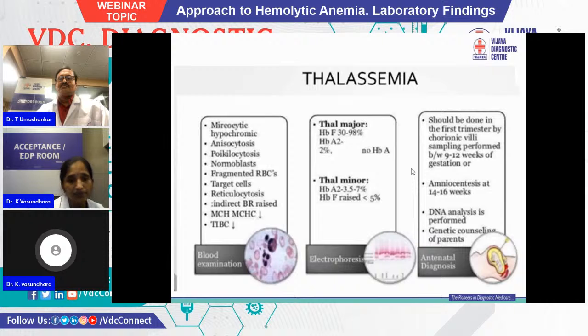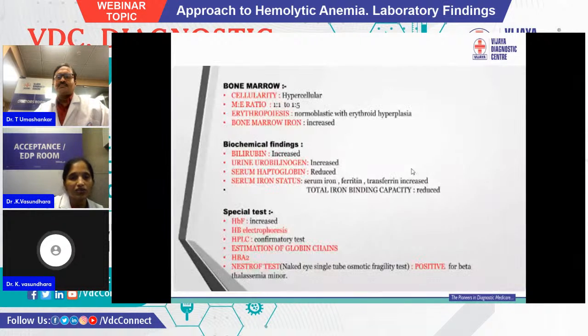TIBC, total iron binding capacity, is decreased, and serum ferritin and transferrin saturation are increased because of the frequent blood transfusions. Screening for thalassemia should be done in the first trimester by chorionic villus sampling at 9 to 12 weeks and amniocentesis at 14 to 16 weeks, with genetic counseling for parents. If there is a suspicion of thalassemia running in the family, the parents should be given genetic counseling. The diagnostic test for thalassemia is electrophoresis, and the next is HPLC, high performance liquid chromatography.